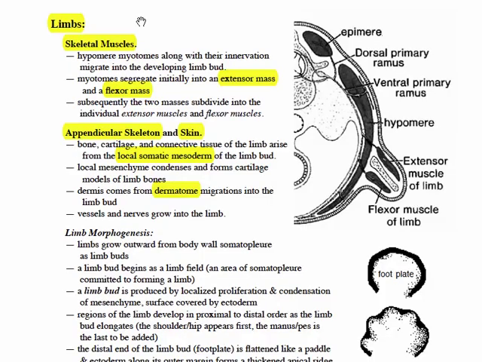Considering next limb development, we have skeletal muscles which come from the hypomere myotomes that form extensor and flexor masses, the appendicular skeleton, the bones of the limbs which are formed endochondrally from local somatic mesoderm, and the skin, the dermis of which comes from dermatomes which migrate out in bands.